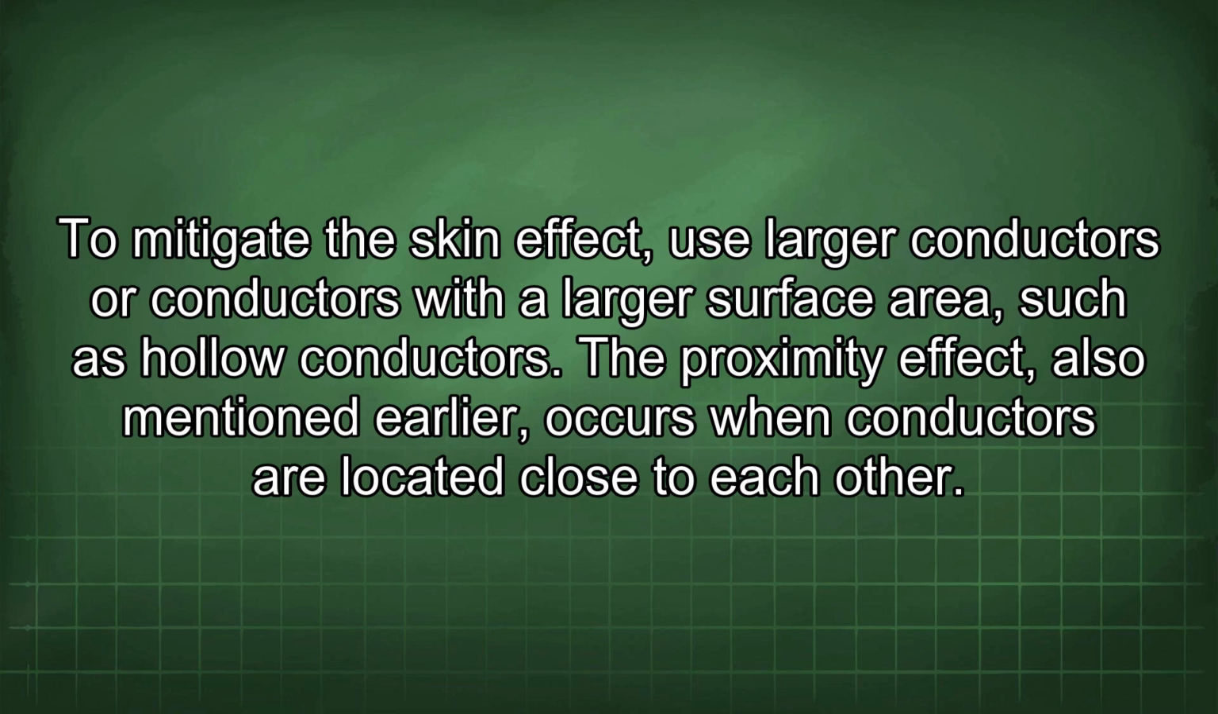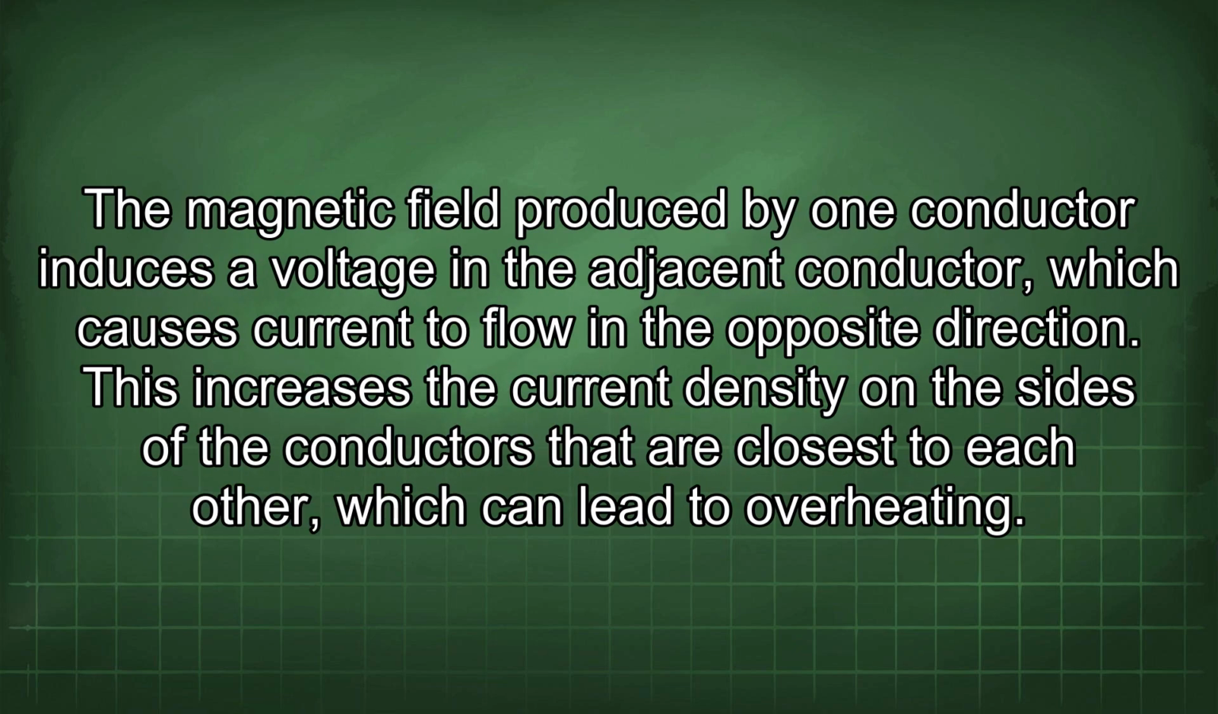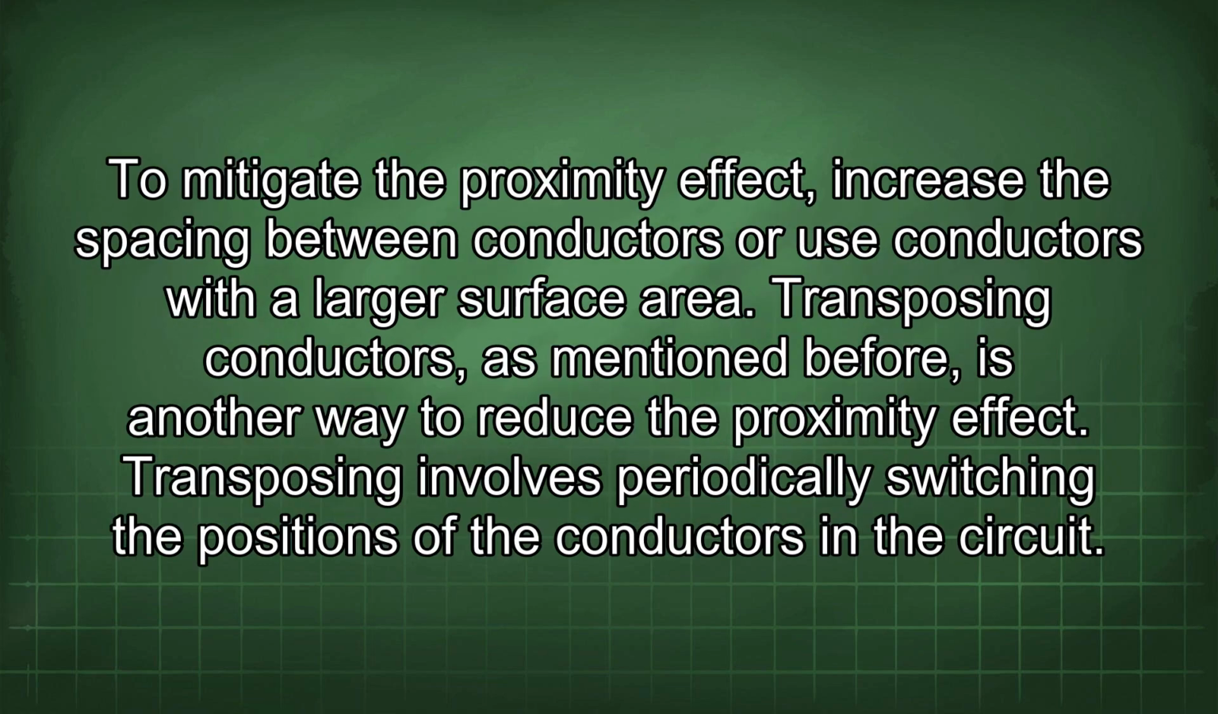The proximity effect, also mentioned earlier, occurs when conductors are located close to each other. The magnetic field produced by one conductor induces a voltage in the adjacent conductor, which causes current to flow in the opposite direction. This increases the current density in the sides of the conductors that are closest to each other, which can lead to overheating. To mitigate the proximity effect, increase the spacing between conductors or use conductors with a larger surface area.